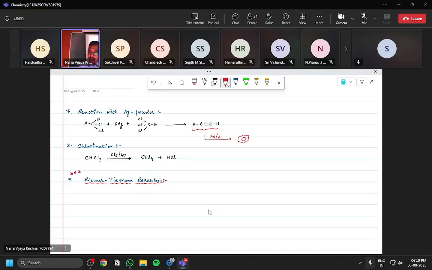Now say this. While we are discussing alpha elimination, in the case of alpha elimination you will get carbene as an intermediate. Carbene is an intermediate in 2 named reactions. What are they? One is the carbylamine test. The second one is the Reimer-Tiemann reaction. I am showing it again.